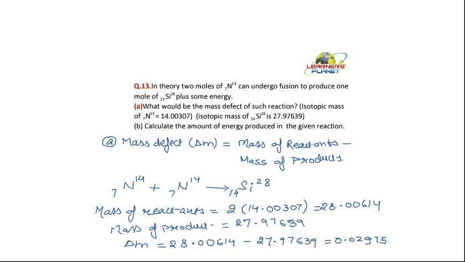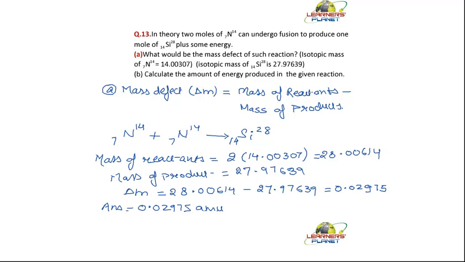So what will be the answer to the first question? It would be 0.02975 AMU. Now, what is our second question? Calculate the amount of energy produced in the given reaction. So what is the energy equal to, students? Energy, that is the B part, is equal to delta M into 931 mega electron volts.